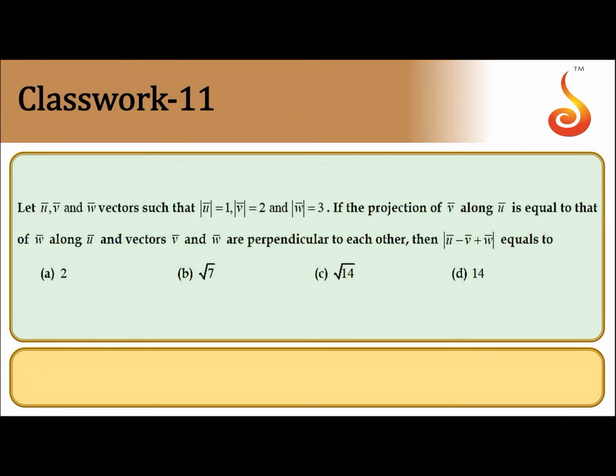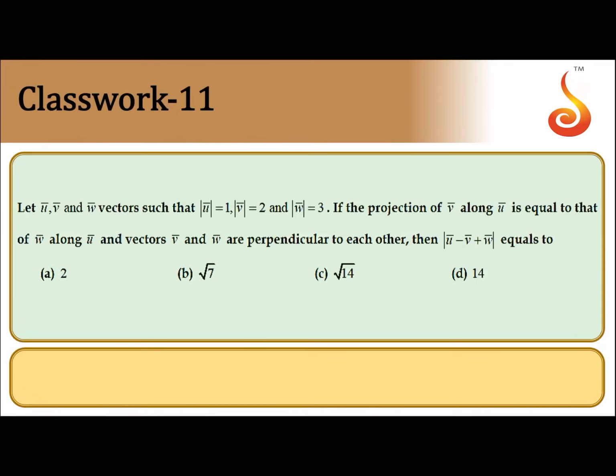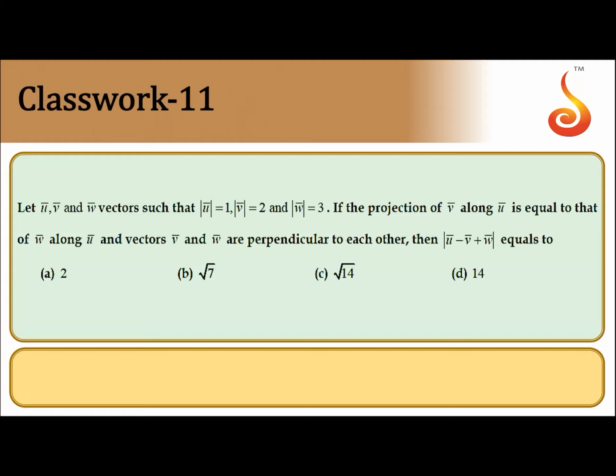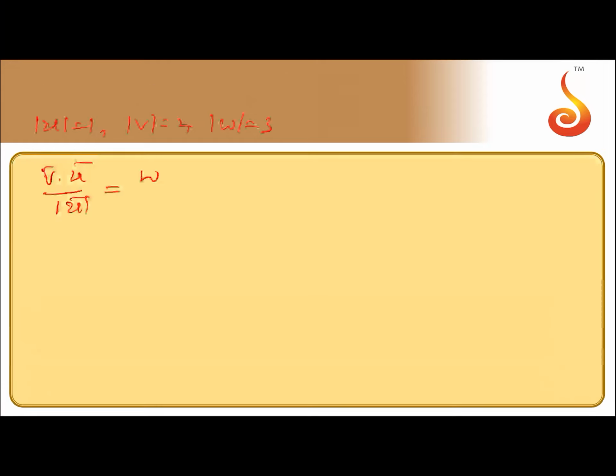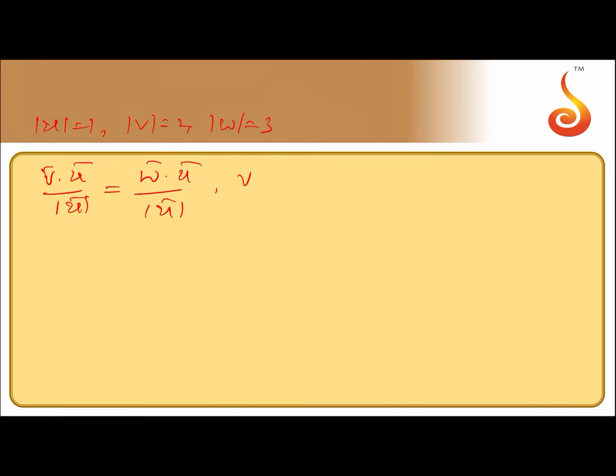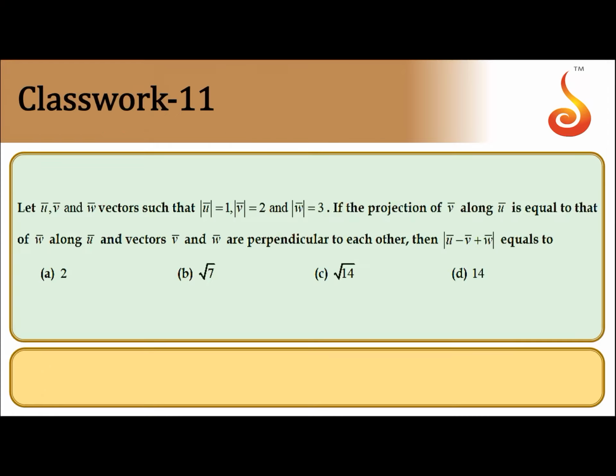That's it. Coming to the 11th one. U, V, W are vectors such that modulus of U equals 1, modulus of V equals 2, modulus of W equals 3. Projection of V along U means V dot U by modulus of U. Projection of V along U is equal to that of W along U. And vectors V and W are perpendicular to each other, which means the dot product is 0.